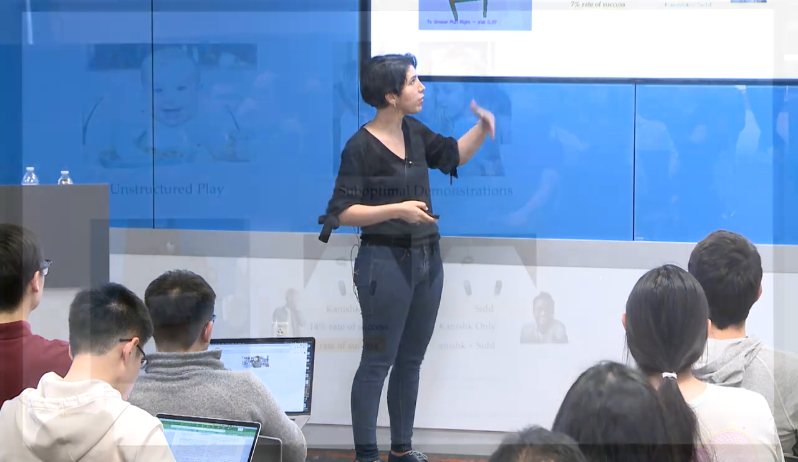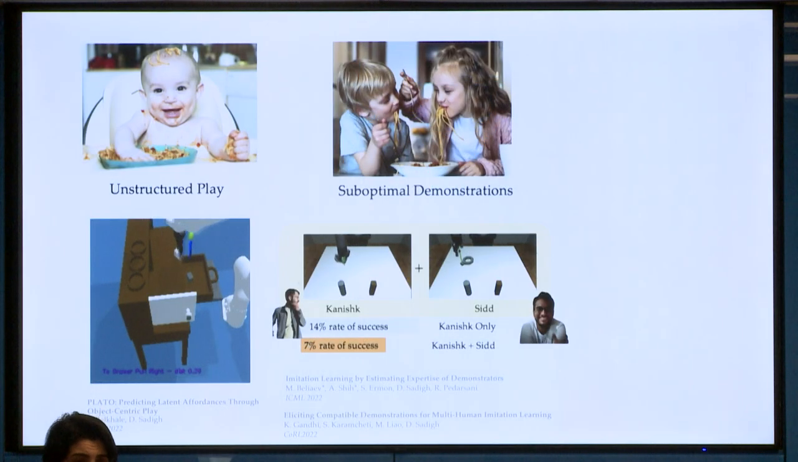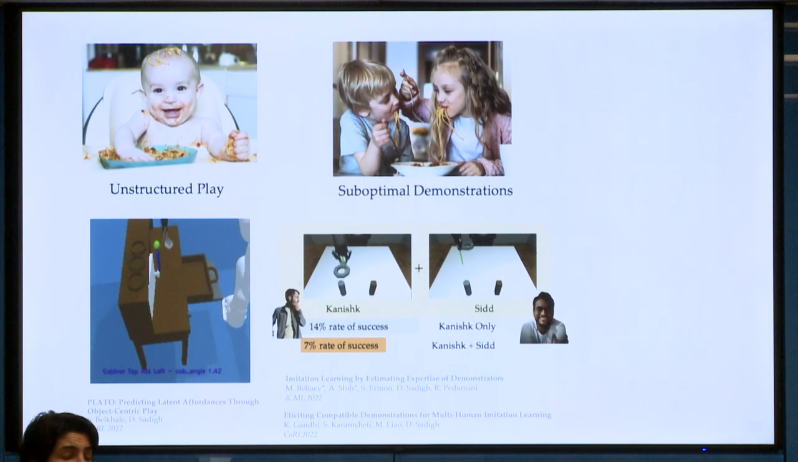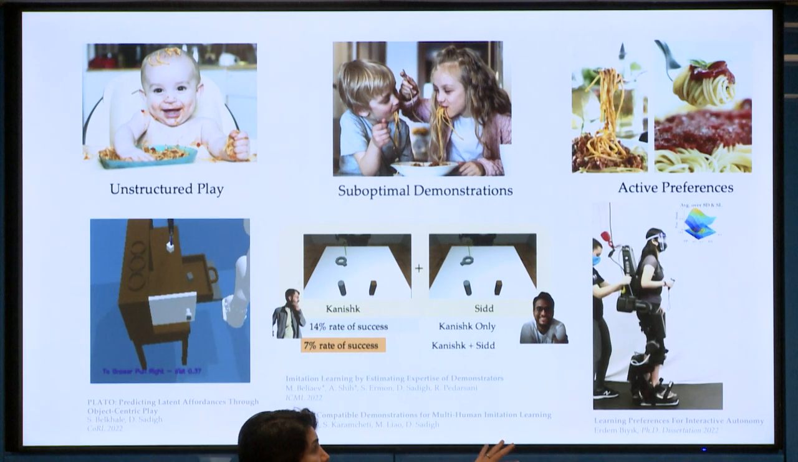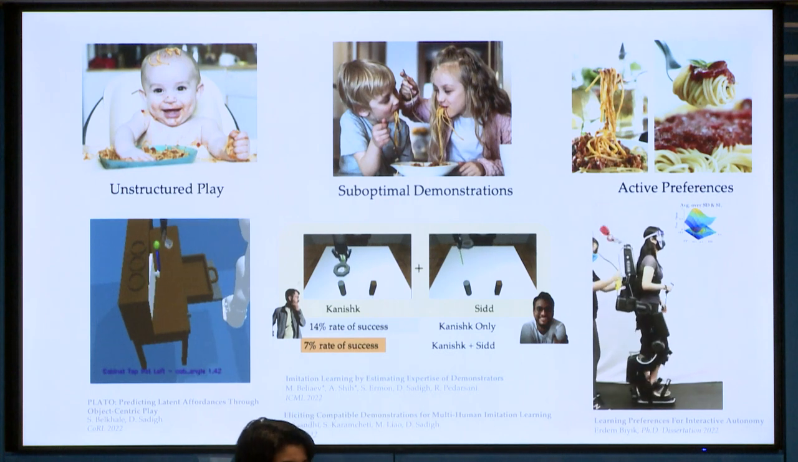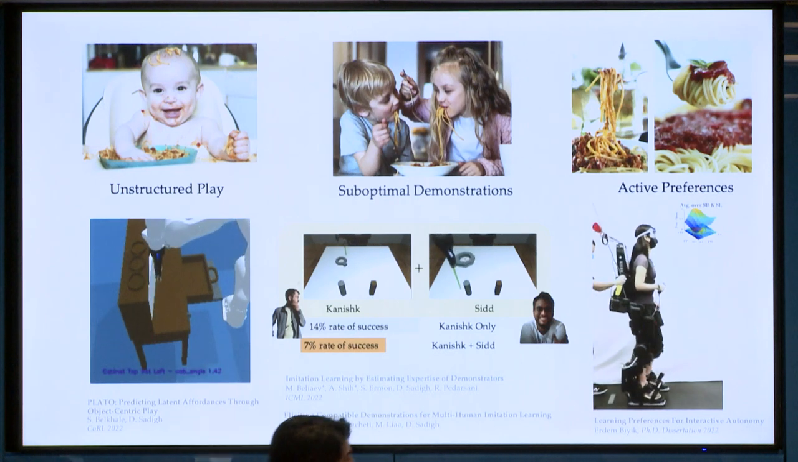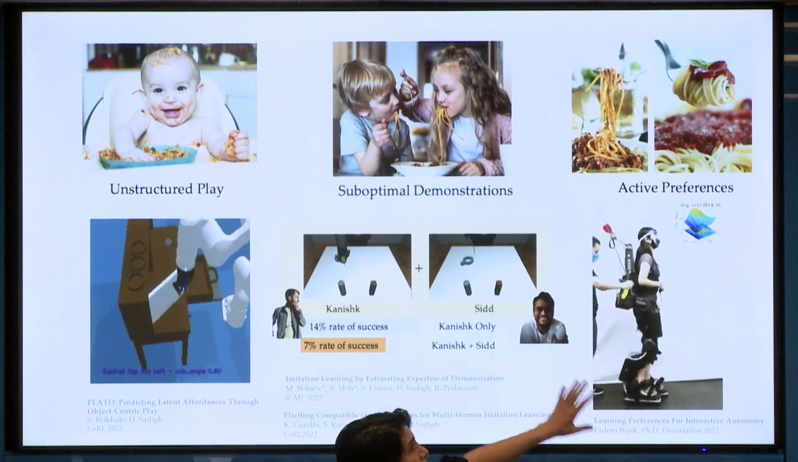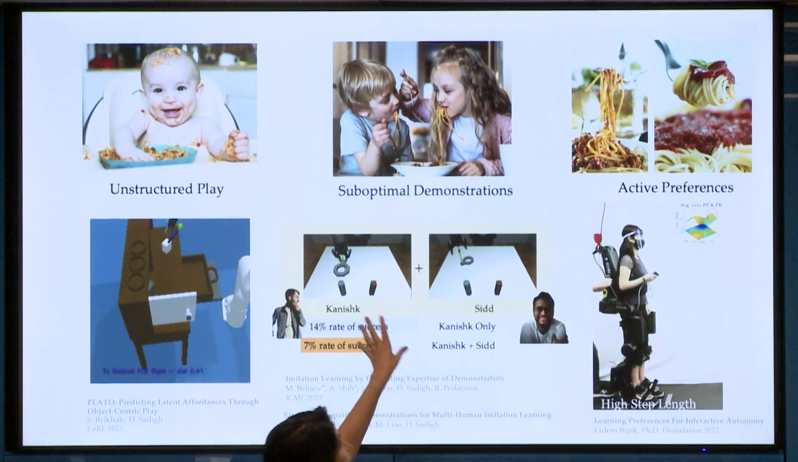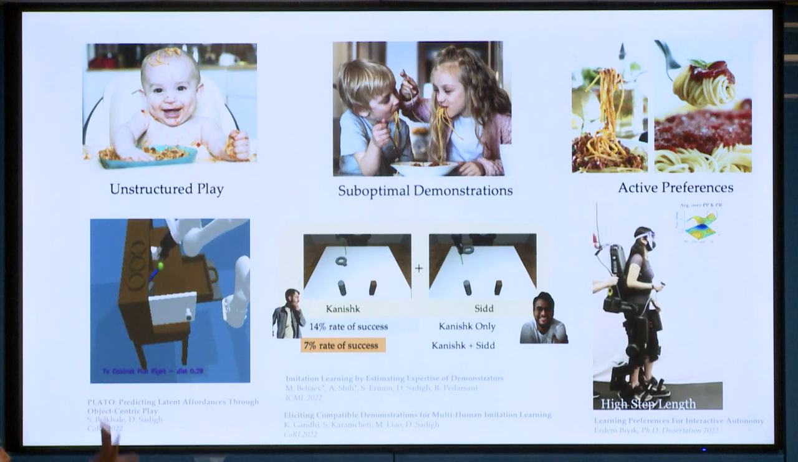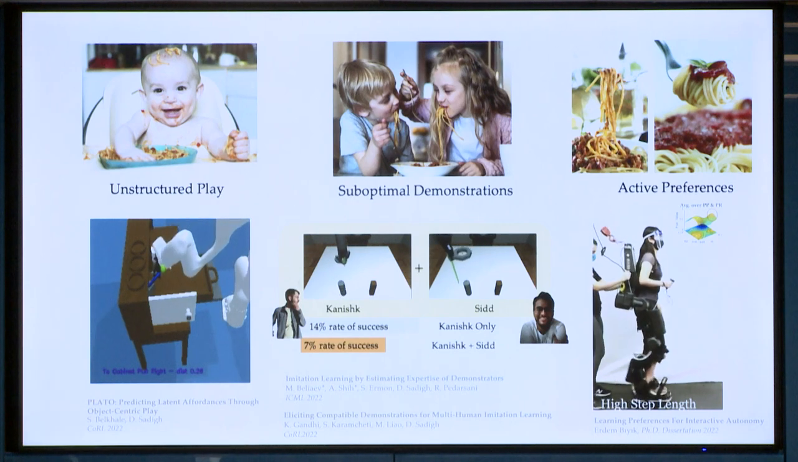In addition to that, we have also looked at learning from suboptimal humans, and how we could capture suboptimality in an unsupervised way without having access to a reward function. And then finally, we have done quite a bit of work around active learning and how we could learn from active preferences. So today, in the second part of the talk, I want to talk a little bit about active preferences and a little bit about suboptimal demonstrations. And I'm not going to be talking about the play data work.